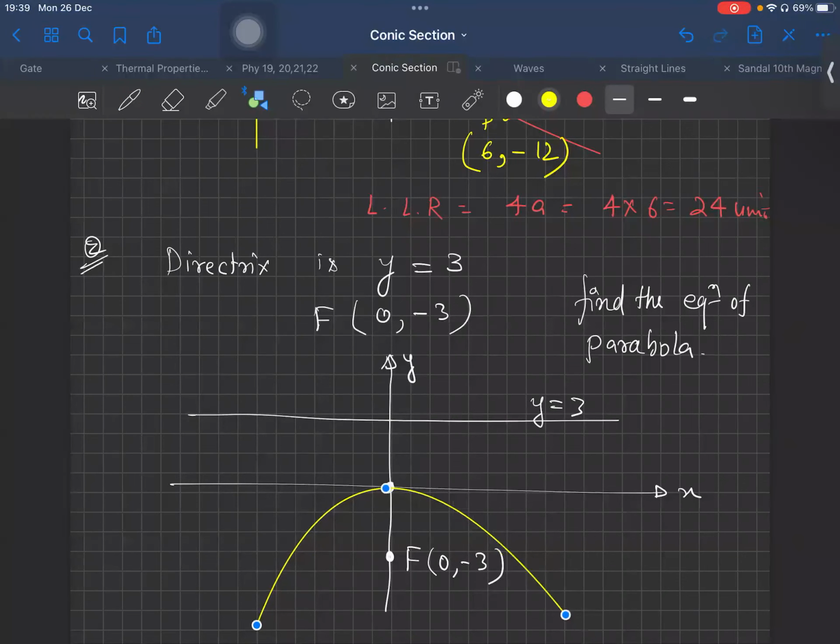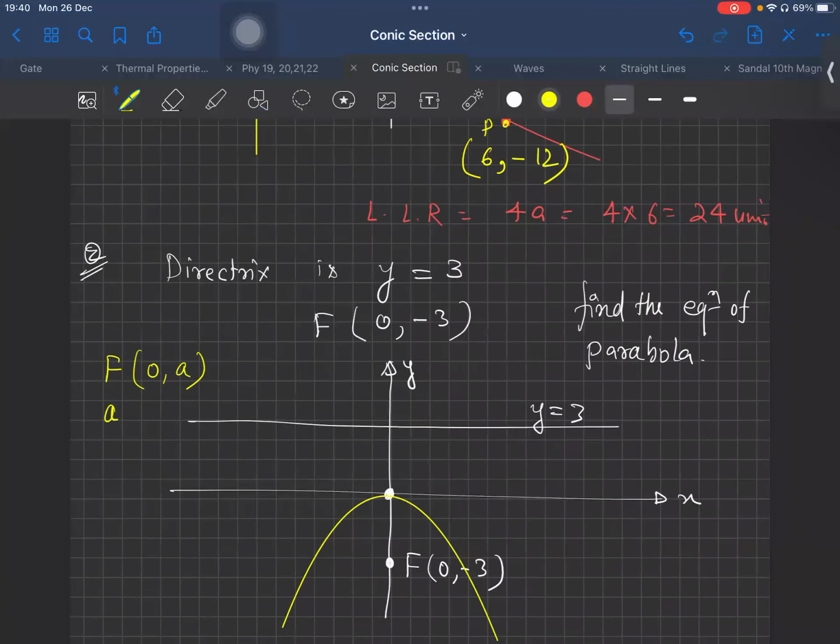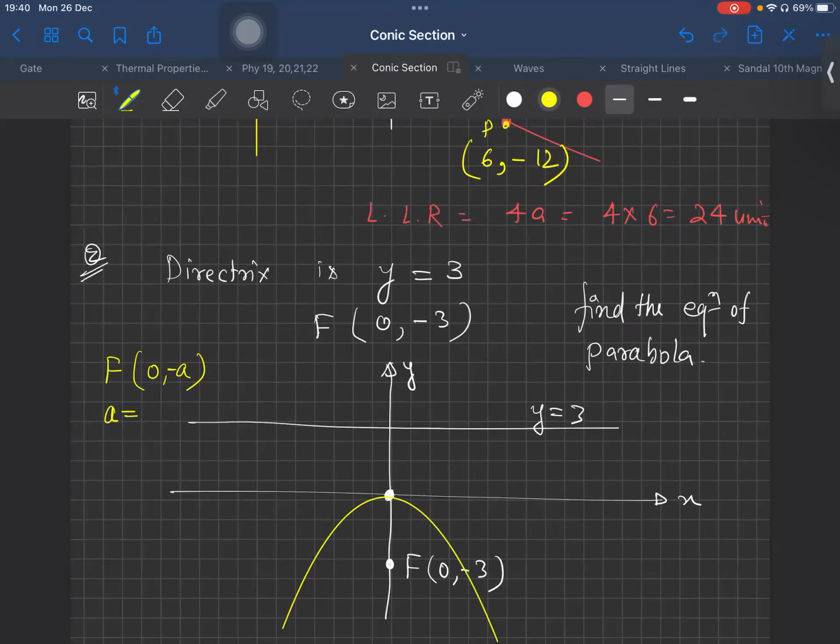All right, understood or not? This is the parabola we are looking for. Focus is given, vertex is given. Now this is 0. What will be the value of A? Focus will be 0 comma A. So A is what? Minus 3. In this case, it is minus A. So A is 3, or minus 3, whatever. You will always get the value from 0 comma A. So A is minus 3. Okay, let's say A is minus 3.